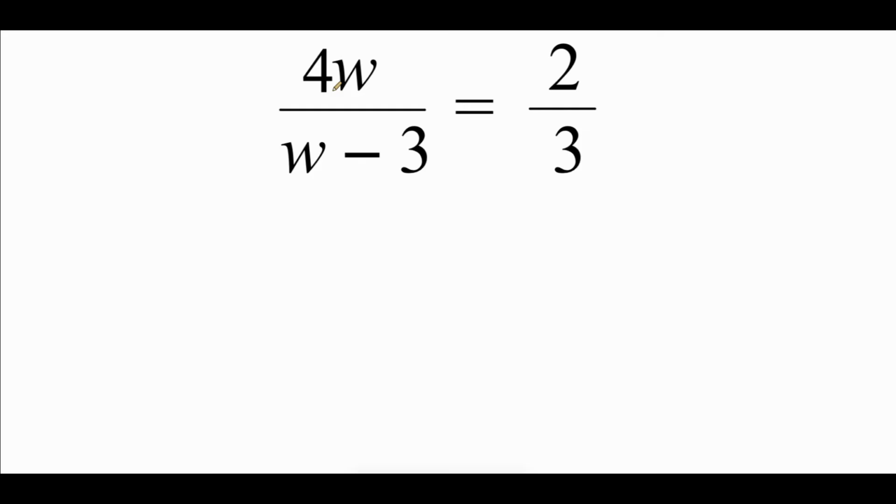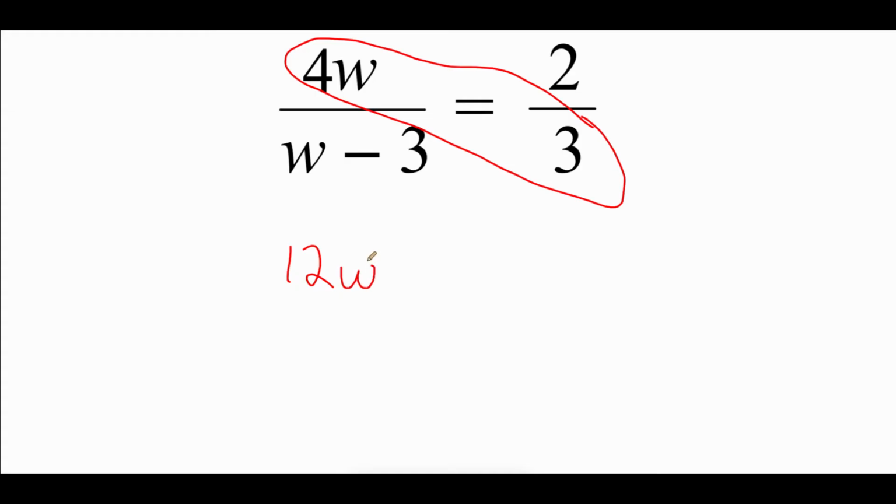In this example, we've got 4w over w minus 3 equals 2 over 3. We're going to do our cross multiplying or our cross products. So I'm going to look at the 4w times the 3. So 4w times 3 would give me 12w.